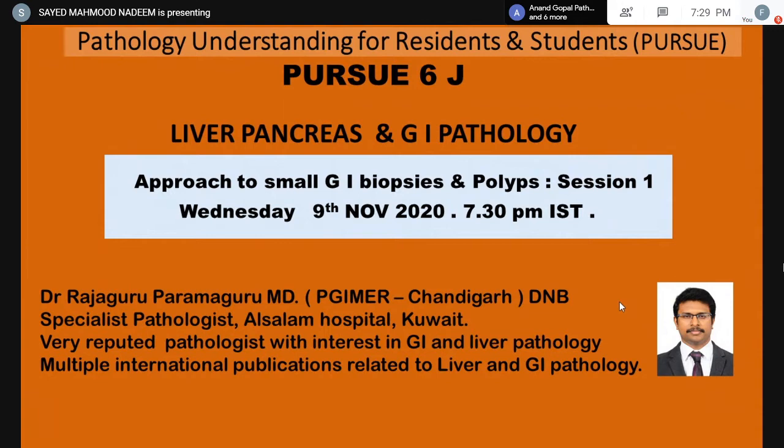these small GI biopsies. We have with us Dr. Rajaguru, who is a postgraduate from PGI Chandigarh, a DNB, and a specialist pathologist from Alsalam Hospital, Kuwait. He's a very reputed pathologist and has interest in GI and liver pathology. And who better than him to talk about this very interesting and very important topic in GI, which is small GI biopsies and polyps. This is the first session, and we'll have two more sessions of this to explain the entire gamut of GI biopsies and polyps.